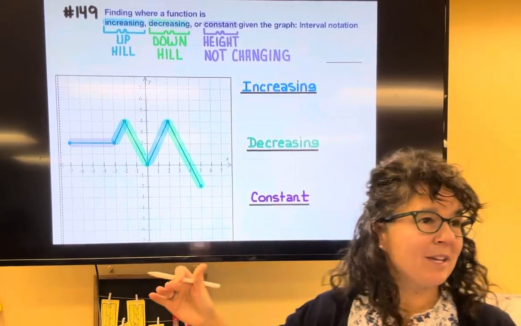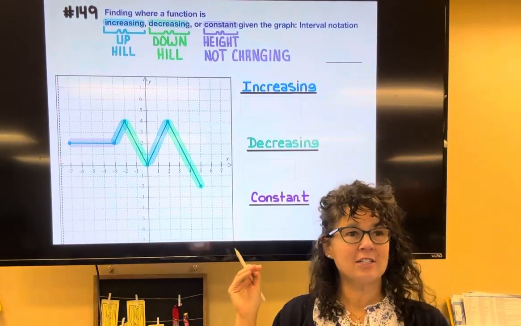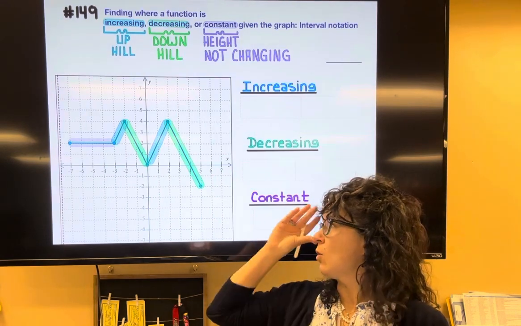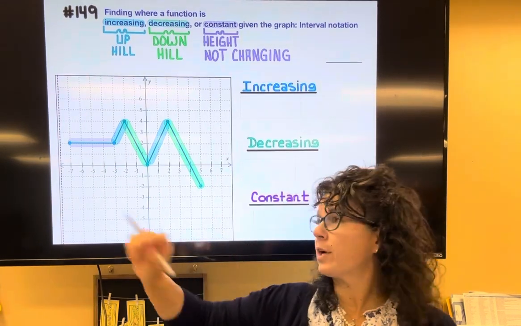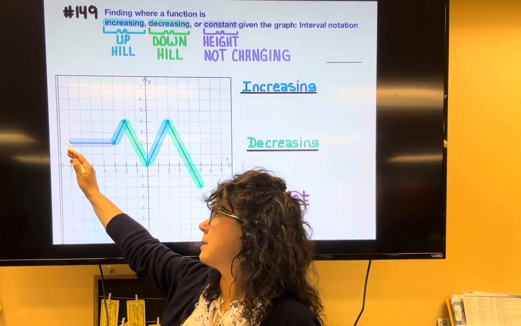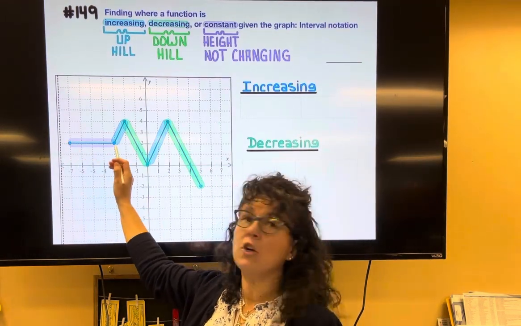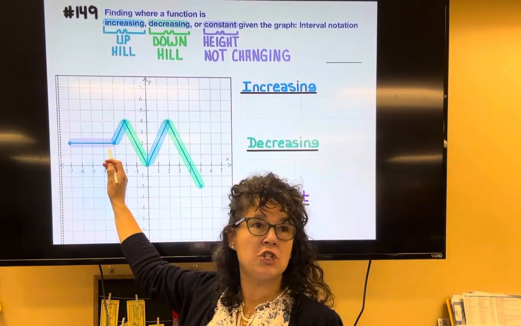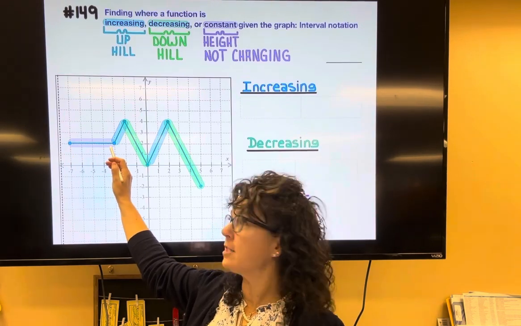We want to determine the intervals where this function is constant, increasing, or decreasing. So quickly looking across from left to right, we can see from here to here, the function's height is not changing. So this section is constant.